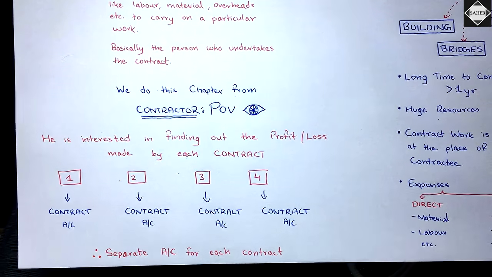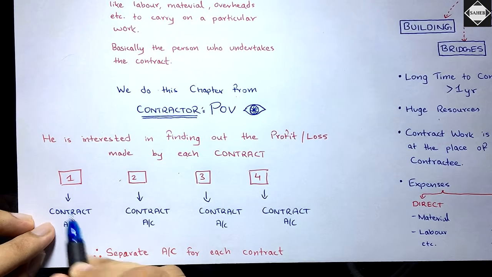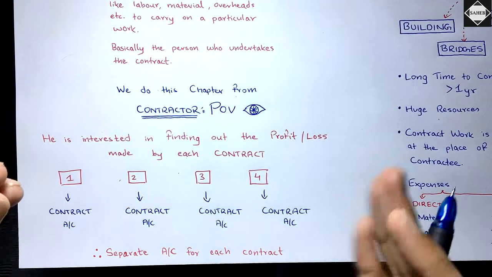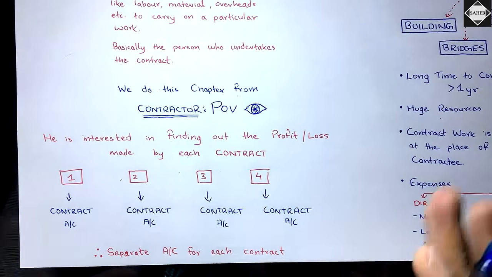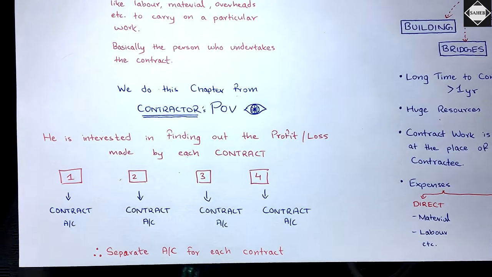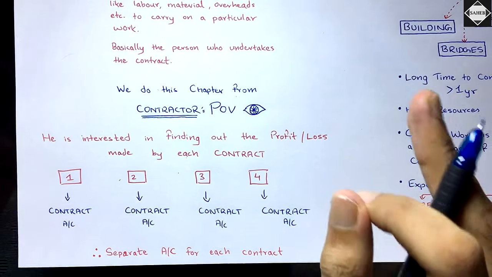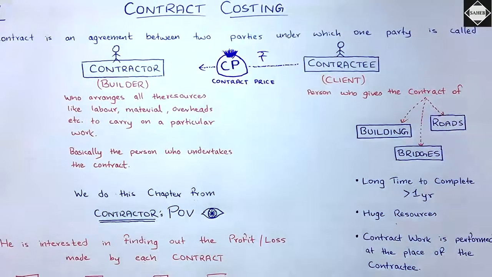And till the contract is completed, you will have to keep on opening the contract account for each of the years and find out the profit or loss that is made by each of the contracts. Fine. So this is what we have to do basically. Now we have to understand the concept of this chapter properly. This is just a basic rough idea that I've given you now.